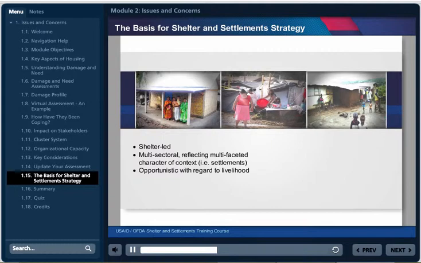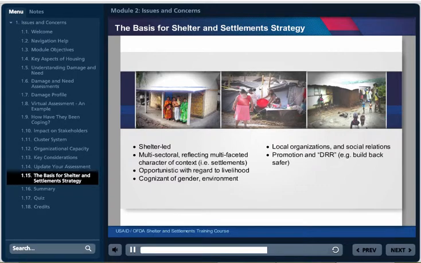Design of shelter programs should provide the opportunity to identify and discuss social, gender, and environmental issues and possible improvements to shelter and settlement interventions. Use this as an opportunity to link up with local organizations to strengthen social networks and increase sustainability of the intervention. Disaster risk reduction should always be incorporated at all stages of the project.